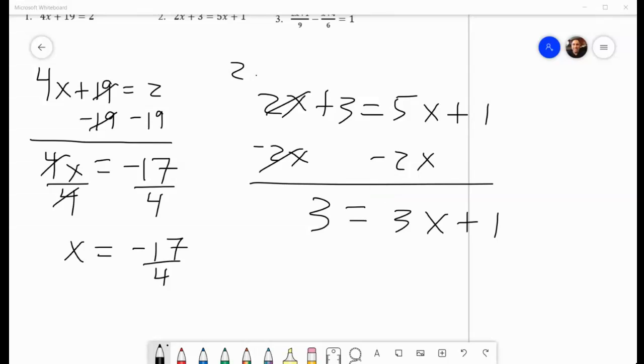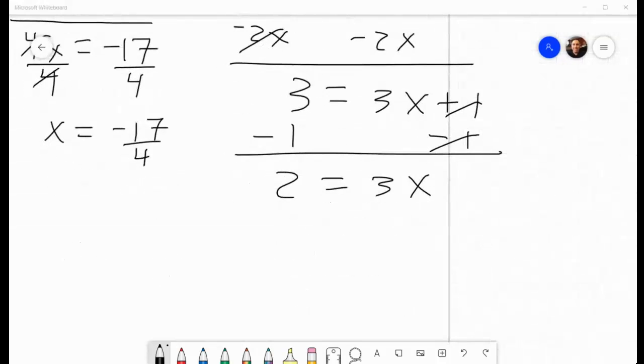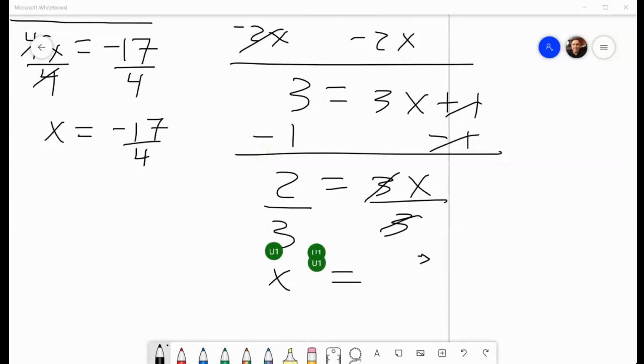Right? And again, we want x all alone, so let's get the 1 out of there. We subtract 1, and we get here 2 equals 3x. Okay? Almost there, right? Again, we don't want 3x, we want x. So let me just move this up, like so. We divide by 3. Right, the 3's cancel. We get 2/3 equals x, so x equals 2 over 3. So that's our solution there.